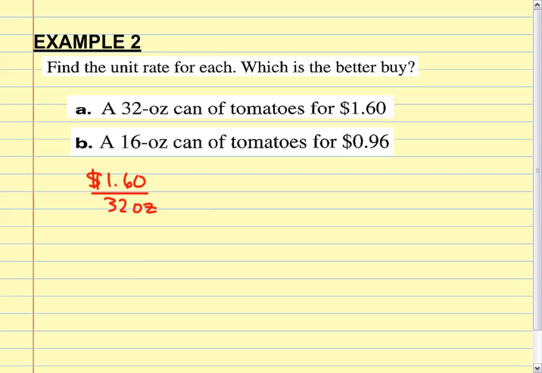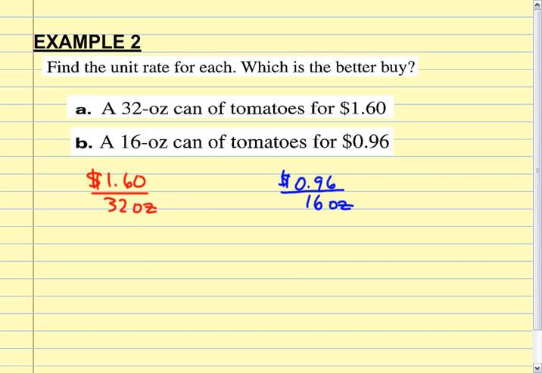All right? Now let's leave that there. Who wants to do the next one for me? B. Evan? How do I write it? 0.96 on top. On top? Okay. And then what? And 16 ounces on the bottom.